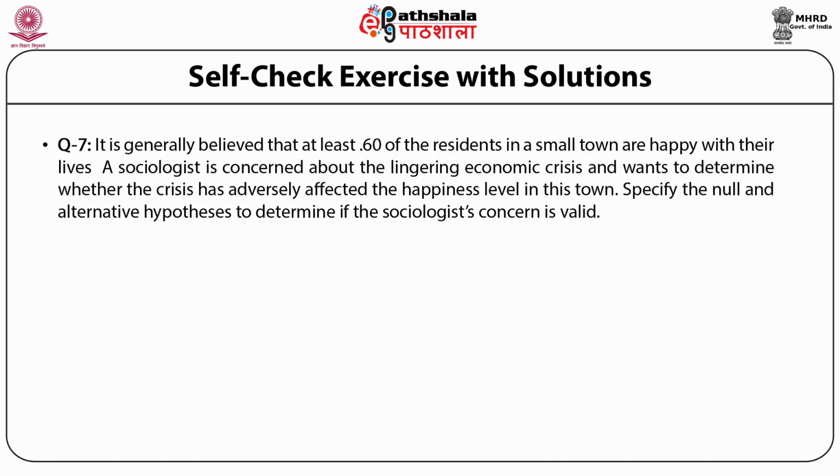It is generally believed that at least 0.6 of the residents in a small town are happy with their lives. A sociologist is concerned about the lingering economic crisis and wants to determine whether the crisis has adversely affected the happiness level in the town. Now, develop the null and the alternative hypothesis to determine if the sociologist's concern is valid.